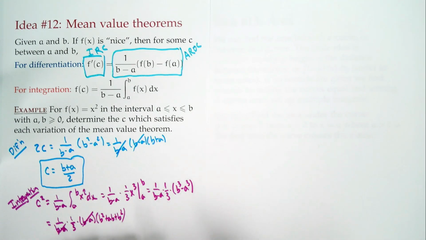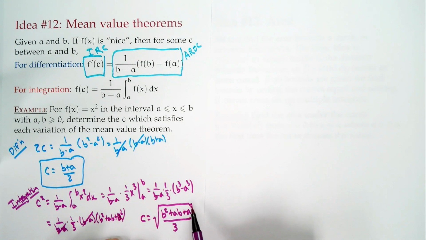So what do we get? Is that c has to be the square root of b squared plus ab plus a squared, all over 3. And that's it.